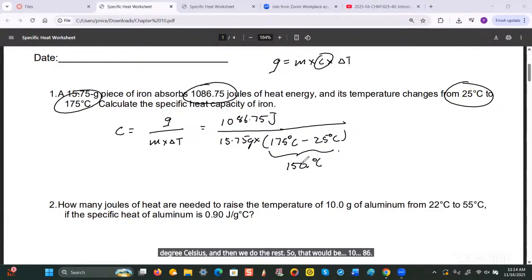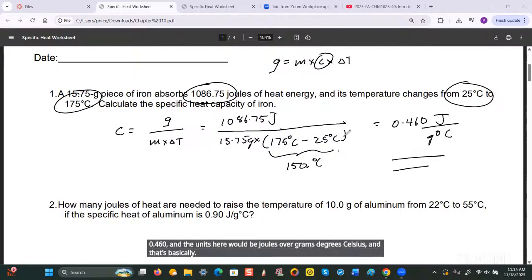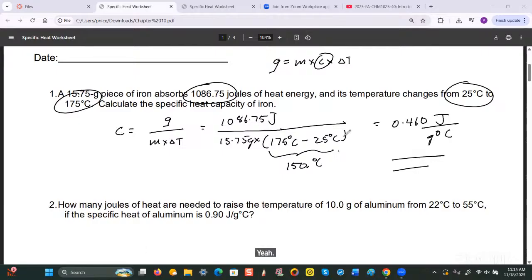So that would be 1086.75 divided by 15.75 times 150. And according to my calculation, this works out to be equal to 0.460. And the units here would be joules over grams degrees Celsius. And that's basically it. Right? Any questions about this? Any questions?